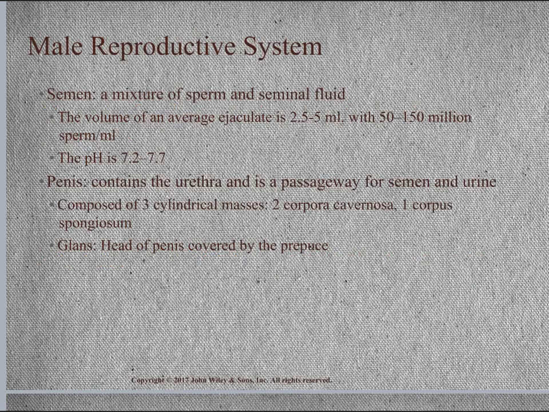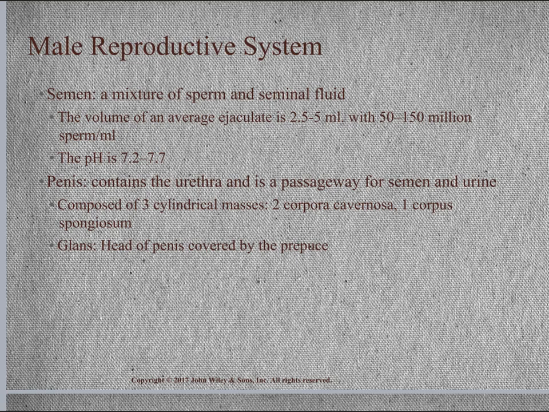Now let's talk about the overall composition of semen. Remember, the average ejaculation is about 2.5 to 5 mLs of fluid. Within this, we have fluids from our glands, as well as anywhere from 50 to 150 million sperm per milliliter.